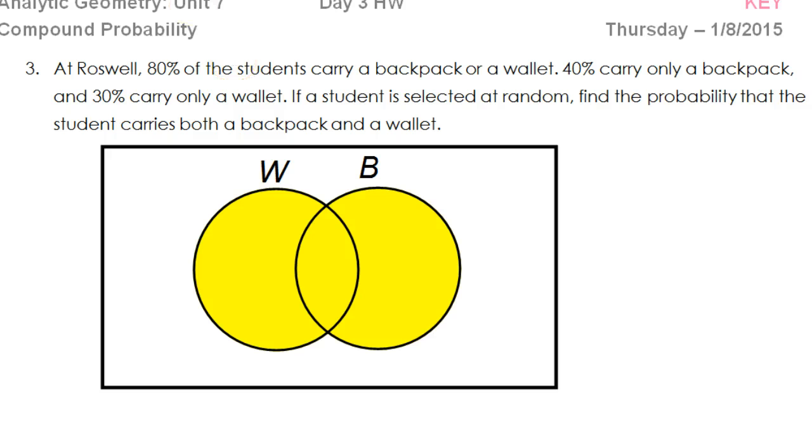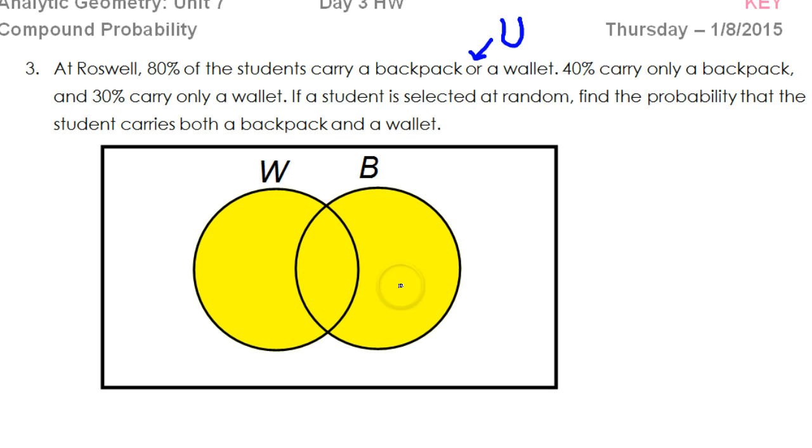For now, they said 80% of students carry a backpack or a wallet. There's that word or, so important. That word or goes along with union. When we say or, union, we want all of both sets. That's what I have highlighted here in yellow.